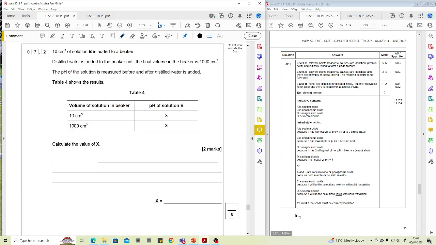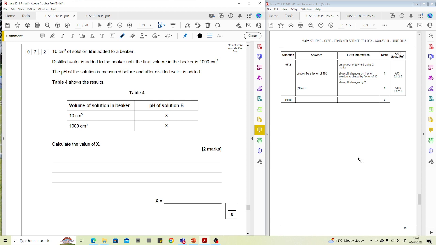7.2, 10 centimetre cubed of solution B. What was that again? Oh, wait, the acidic one, phosphorus oxide. Okay, so distilled water is added to the beaker until the final volume is 1,000 centimetre cubed. So knowing that I got this wrong in the previous question until I corrected myself, it's more dilute by times 100.